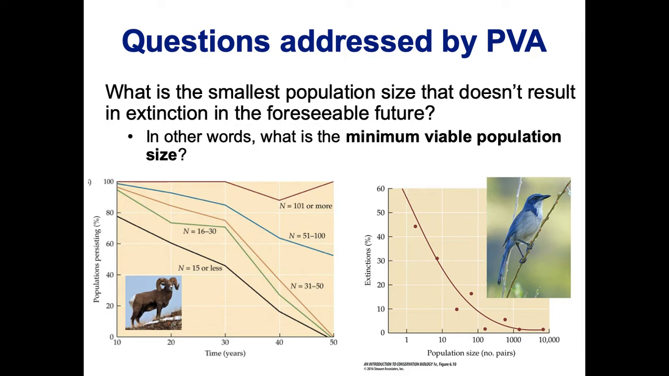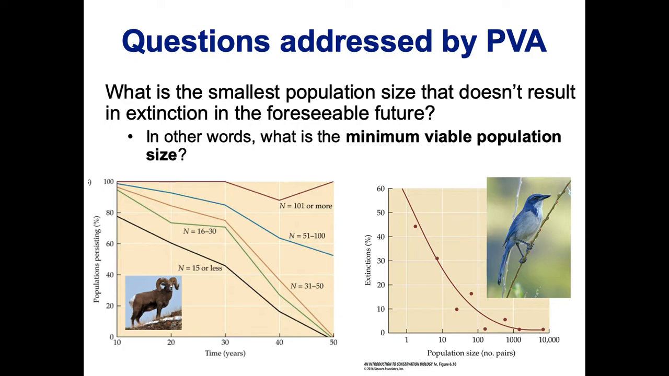Another common question people have is, what is the smallest population size that doesn't result in extinction in the foreseeable future? And so we're asking, what is the minimum viable population size, which is what I just said. Minimum viable population size is the smallest population size that doesn't result in extinction in the near future. And anytime you're talking about this, you need to specify the extinction probability you're willing to accept and the time period. So you can't just say the minimum viable population size is 50.